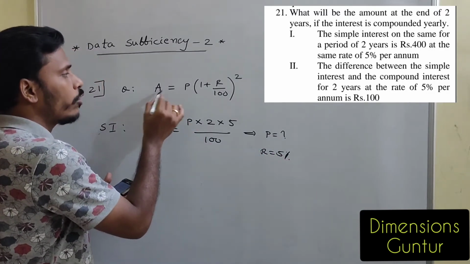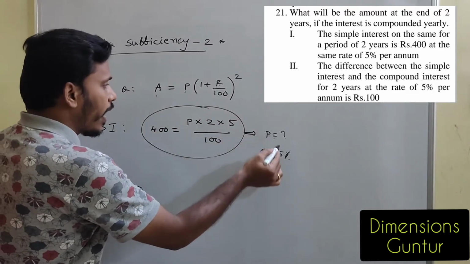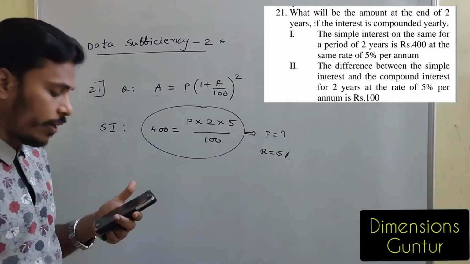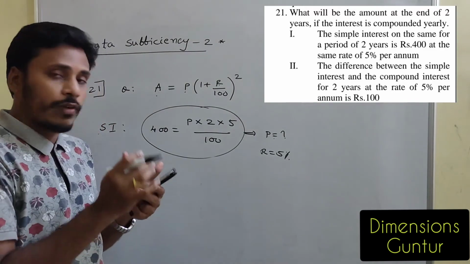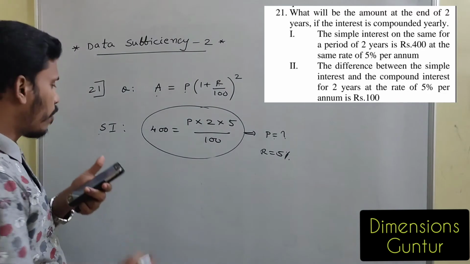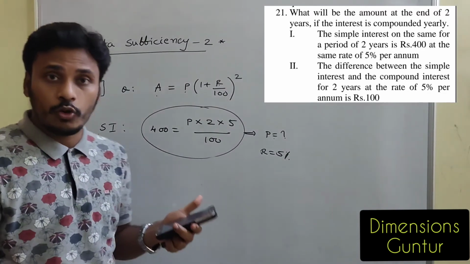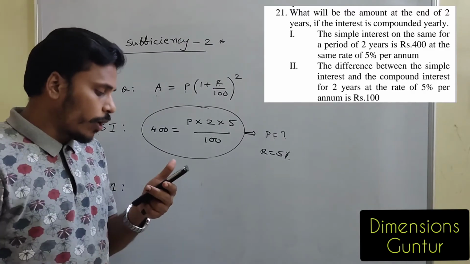To find this amount, we need principal and rate of interest. From this relation, you will get principal, and since they are mentioning the same rate of interest, you need to use the same rate of interest, 5%, again in this formula. So clearly you will get the amount in the compound interest. Okay, so statement 1 alone is sufficient, no need of statement 2 actually, but we need to analyze statement 2.